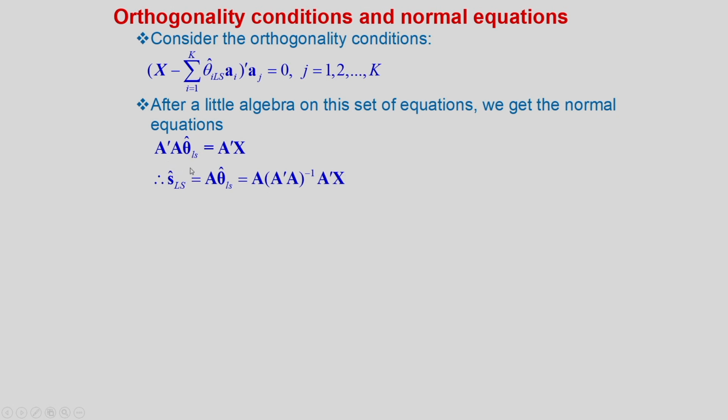So, from this, as we have done earlier, we can find theta LS hat, and the estimated signal vector will be given by s LS hat, that is equal to A times theta LS hat, and that is equal to A times A transpose A inverse times A transpose x. So, this is the least squares estimator of the signal S.